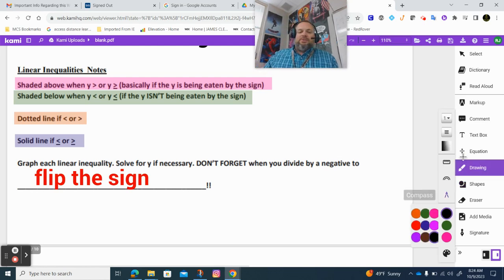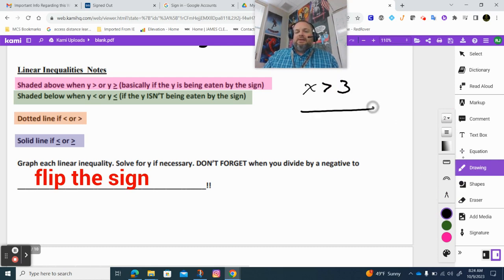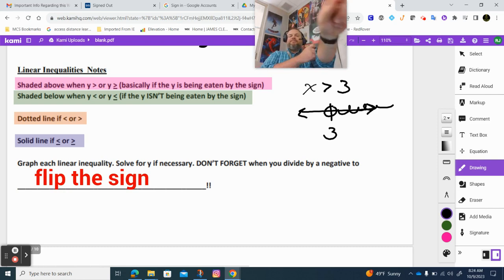So you would have something like x is greater than 3. We'll see that x is being eaten, so we would shade to all the numbers that are bigger. Well, all of our y's are going to be above it. And same thing, shade below. This right here is like our open circle, and this is like our closed circle. Remember, open circle or dotted line is friend zone, closed circle is relationship.